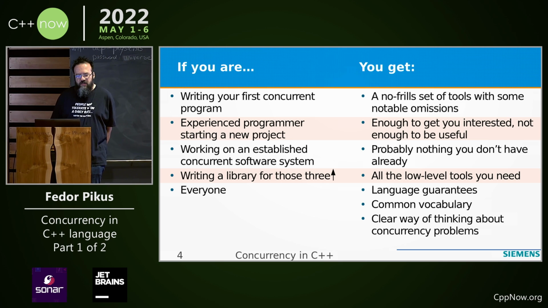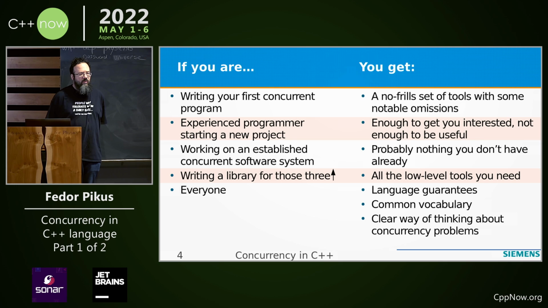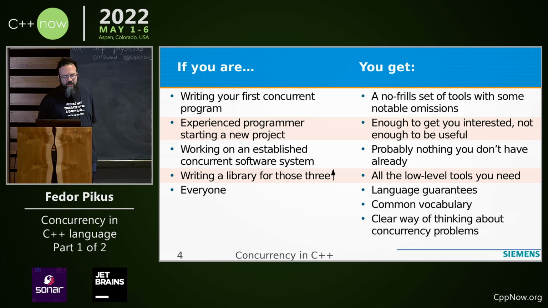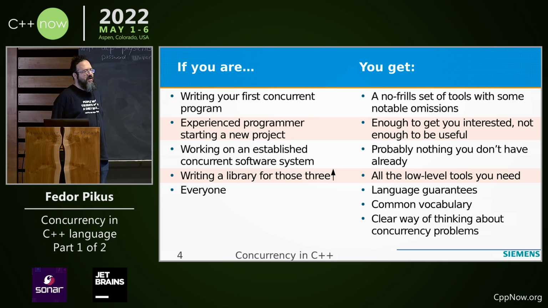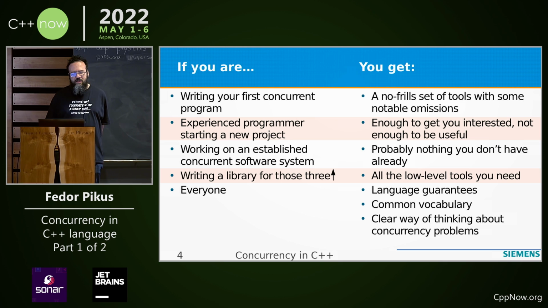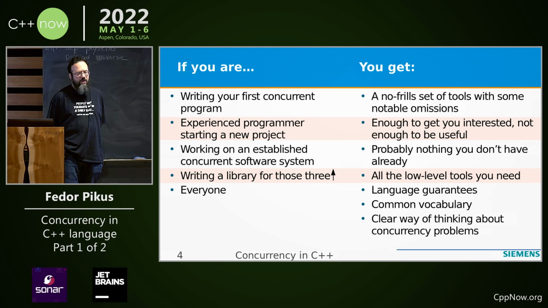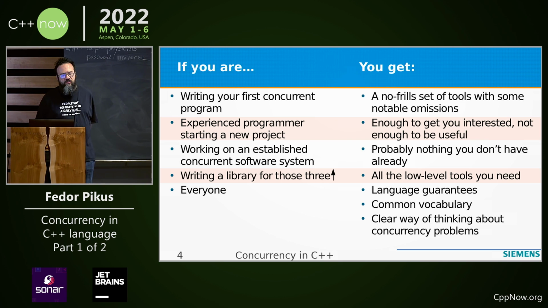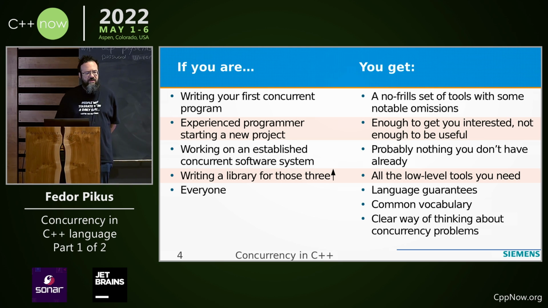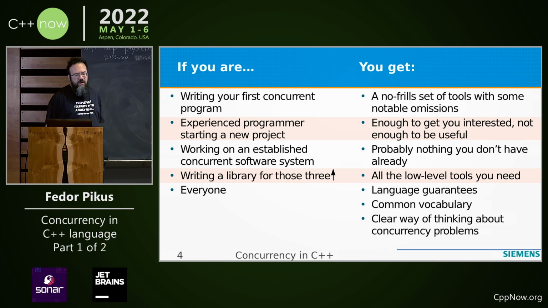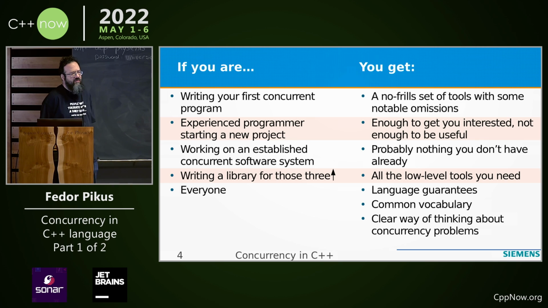All right, so basically, if you are starting your first concurrent program, you get a basic set of tools with a few things missing, which is almost enough. If you are an experienced programmer starting a new project and you want to use nothing but the standard, you get kind of enough to get you hooked, not enough to actually complete the job. If you're working on an established software system, you probably already have everything you need, so why would you need this at all? I'll answer that question. For the library writers, well, it's one of the ways to get all the low-level tools you need. It's not the only way, but it's one of the ways.